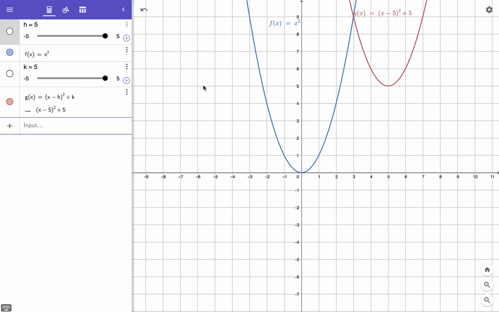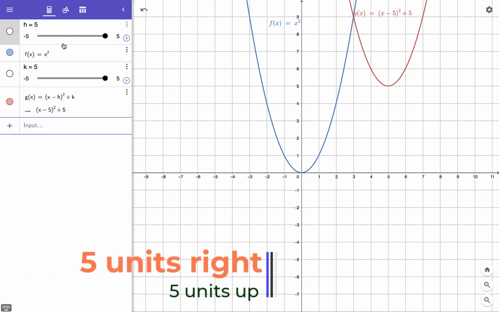This is a combination of two transformations. For example, this one is 5 units to the right, so the function is (x minus 5) squared, 5 units to the right and 5 units up. That's it, and you can apply this to any function.